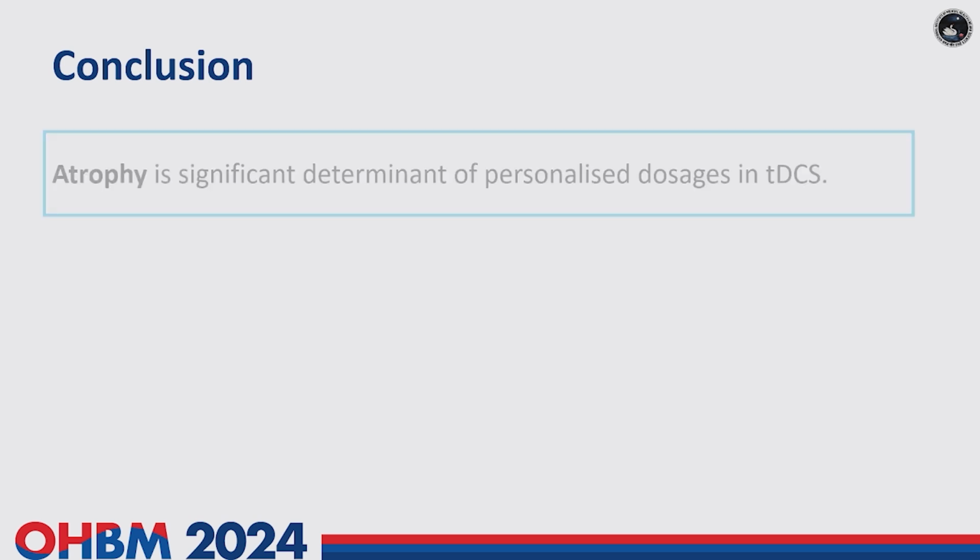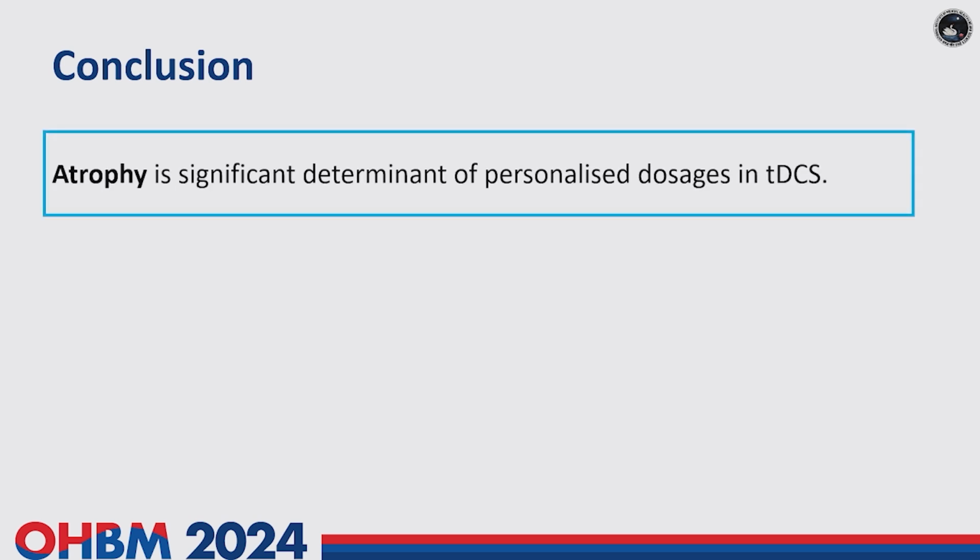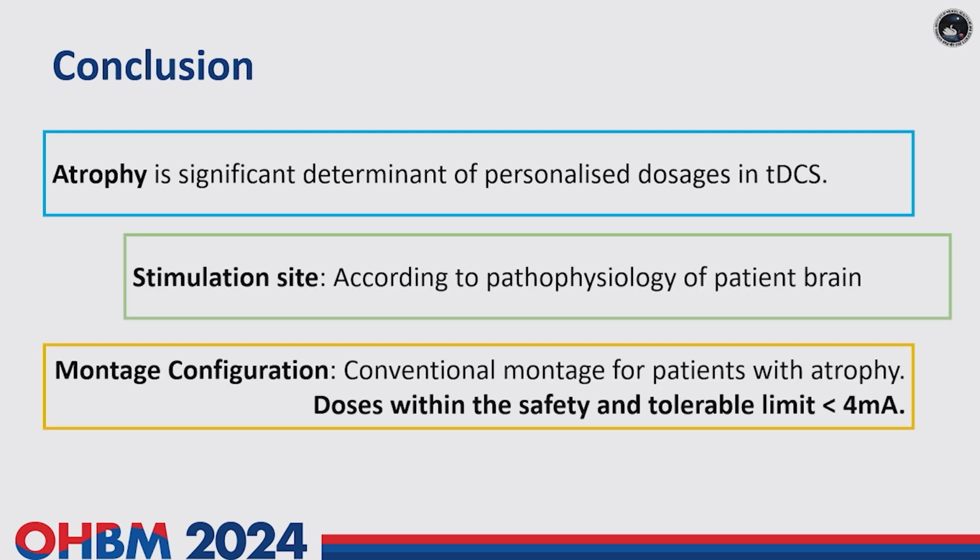So in conclusion, what we found is that atrophy is very significant in determining a personalized dose in tDCS. Another thing we found is that whenever we are taking into account any patient's brain, we have to consider the pathophysiology before we apply any tDCS protocol. And the conventional montage is more suitable for a cortical atrophy brain, because the dosage is always within the safety limits of less than 4 milliamperes.